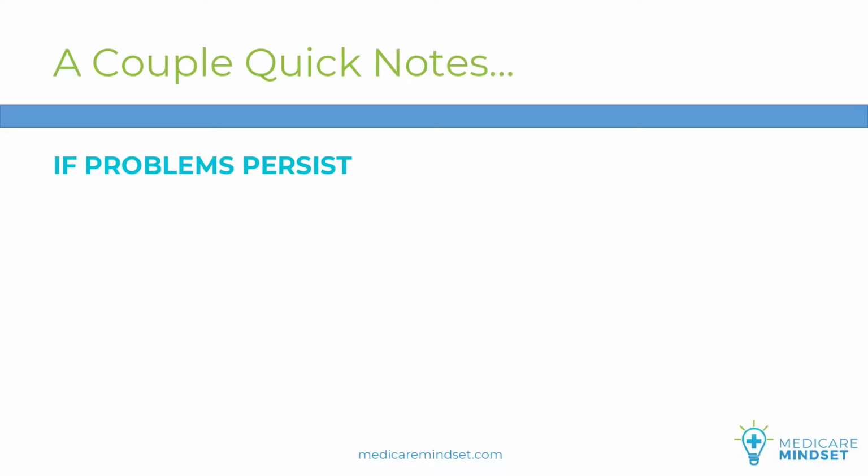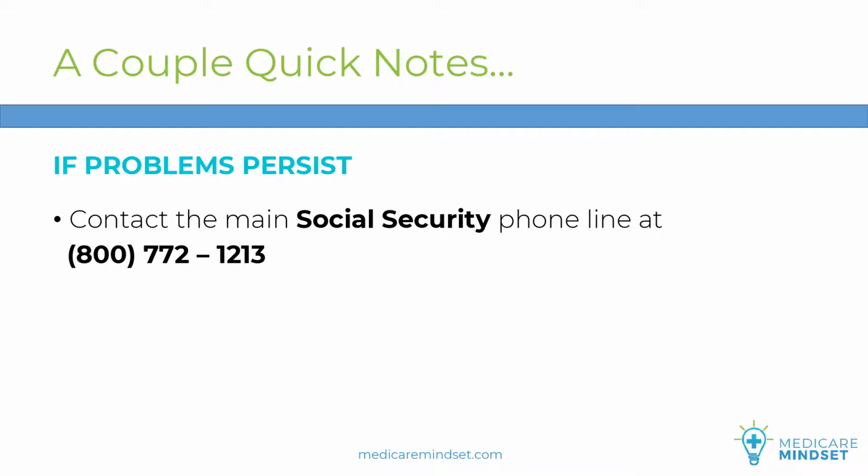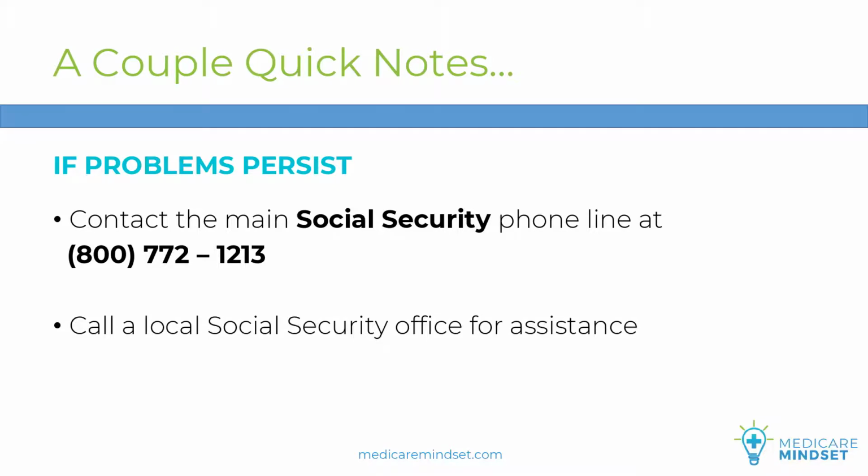If problems persist, reach out to the main Social Security phone line at 800-772-1213 or call a local Social Security office for assistance in getting you access. If all else fails and you need to get enrolled in Medicare and/or Social Security benefits, call Social Security to set up a phone appointment.